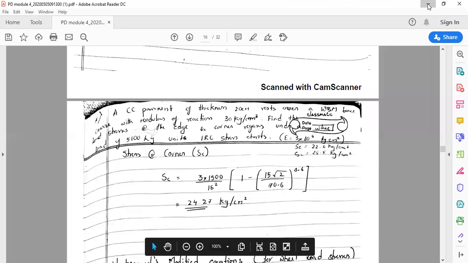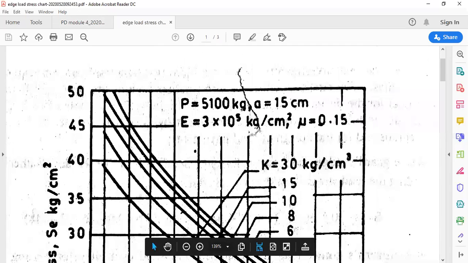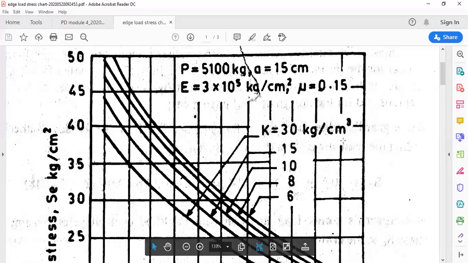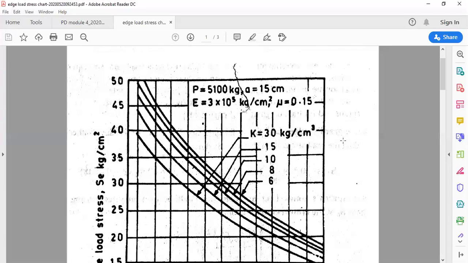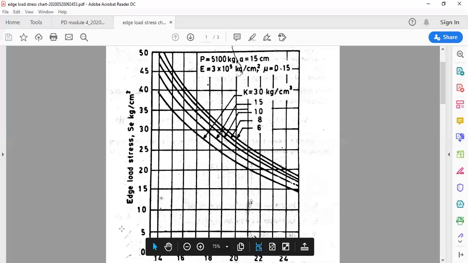Just a second, I'll just share the chart and we will understand how we can solve the problem. Can you see the chart here? Yes, sir. Okay.